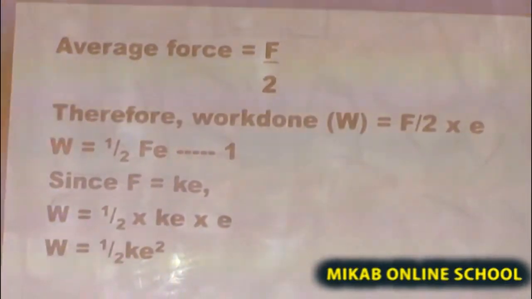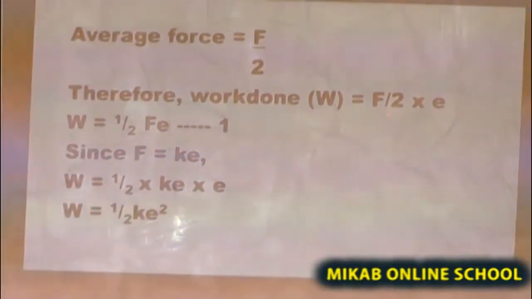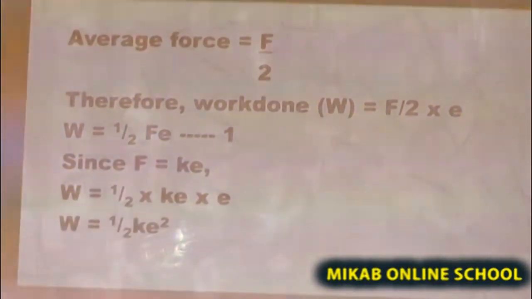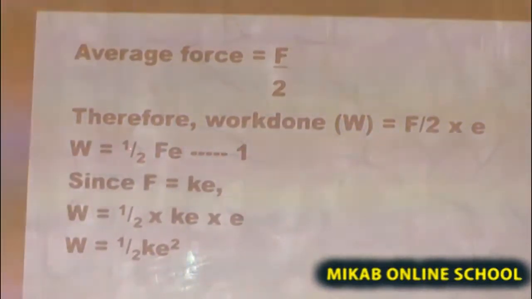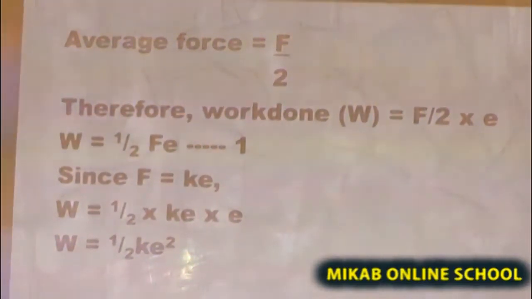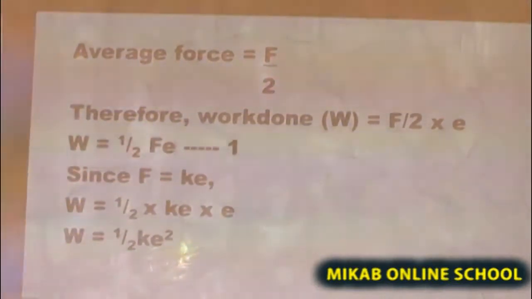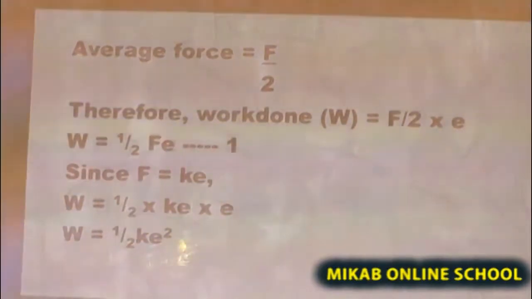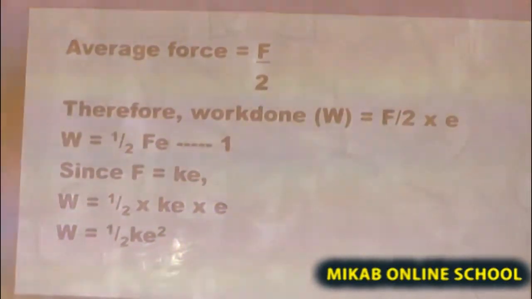Finally, we'll have it as this. This F all over 2 is the same thing as 1 all over 2 F. And when you multiply 1 all over 2 F by E, you have W equal to 1 all over 2 FE, that is, half FE. Then you represent this equation as equation 1.